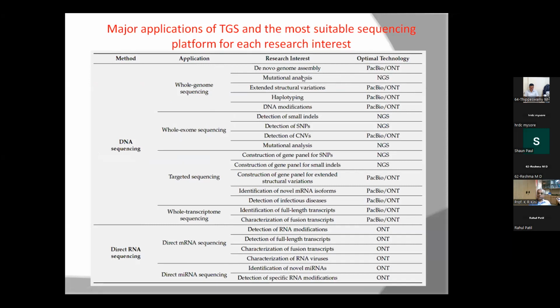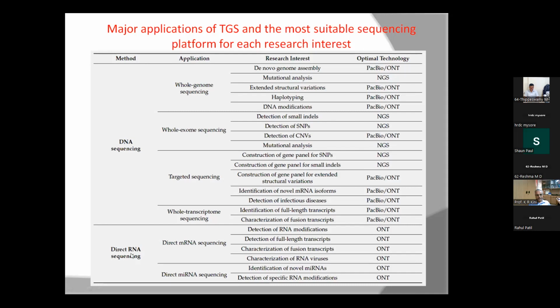Now, that is because in mutation analysis you are looking for specific mutations, specific bases. So wherever there is a need for very accurate base calling, NGS is still preferred because the error rate is very low. The error rate in these others is relatively higher. So wherever you want to detect SNPs, small indels and all, it's always NGS. Construction of gene panels for SNPs, small indels, we always go for next generation sequencing where the error rate is very low. Otherwise, for targeted sequencing and whole transcriptome sequencing, you can use both PacBio and ONT.